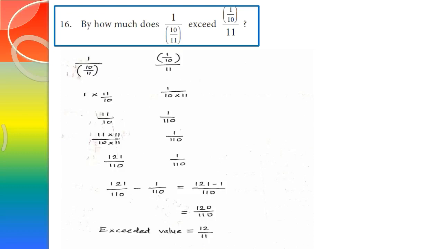Convert the denominators to the same. The first fraction is multiplied by 11, so 11 into 11 by 10 into 11 gives 121 by 110. Right side, 1 by 110. Subtracting the values, we find the difference between the two numbers. So 121 minus 1 equals 120 by 110. Cancelling 0, we get the answer 12 by 11. That is the required value.